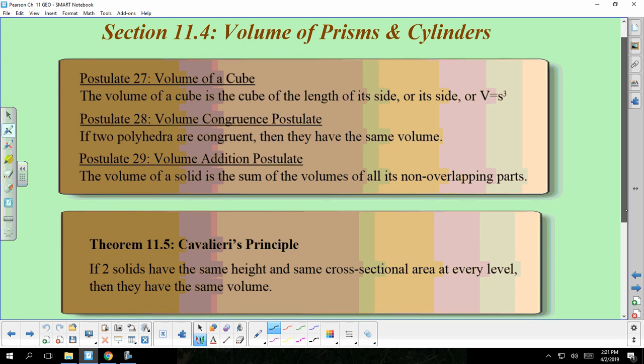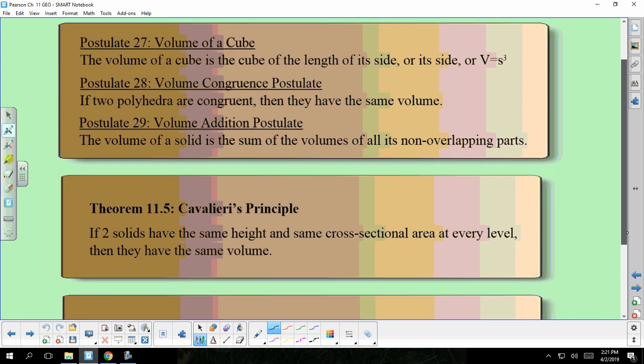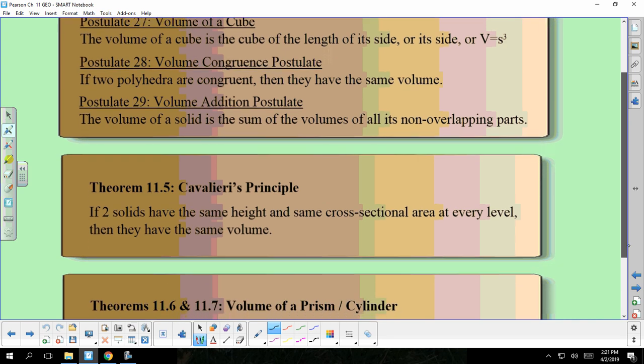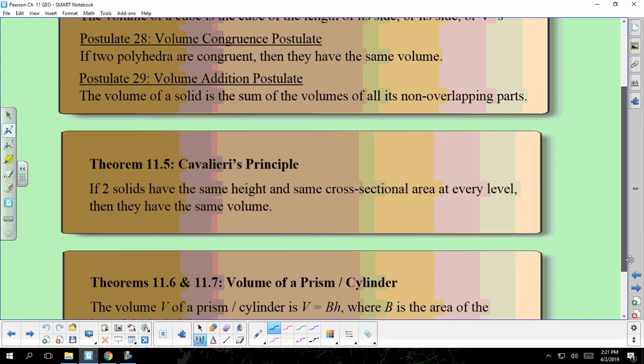Volume addition postulate. The volume of a solid is the sum of the volumes of all its non-overlapping parts. So if I do have a weird shape, right, I can chop it into shapes that I know. Kind of like that cylinder and rectangular prism that we did in the last problem on the homework.